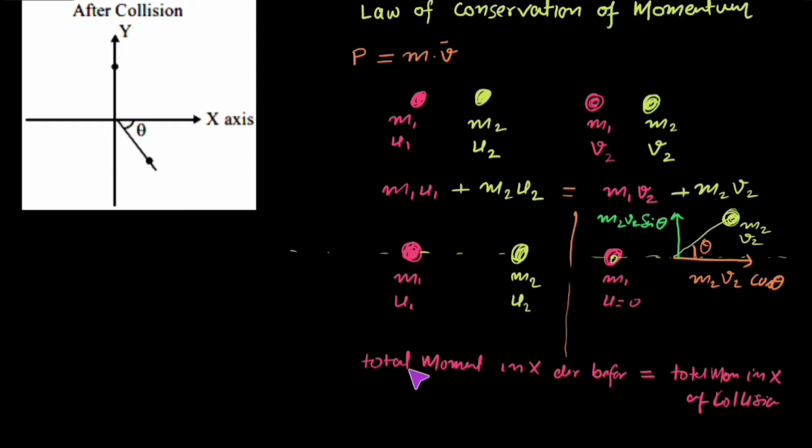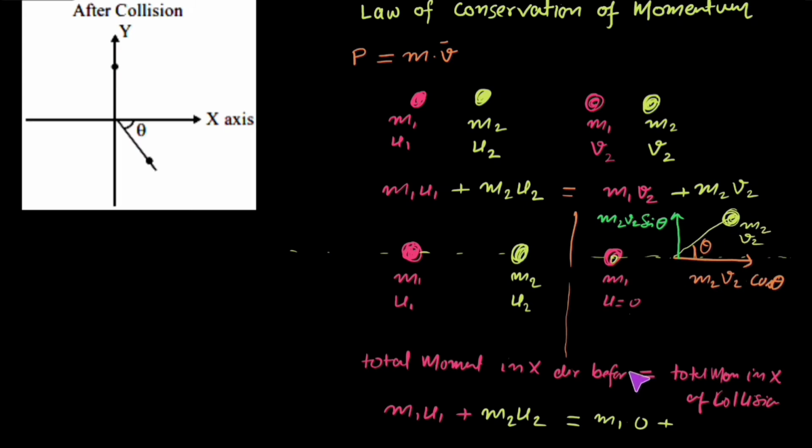So let's find out. The total momentum before collision in the x direction would be, because these two bodies are moving in the x direction only, m1 u1 plus m2 u2. This is the momentum before collision in the x direction. So this would be equal to the total momentum in x direction after the collision. After collision, the momentum of this particle has become 0 because we are assuming the velocity to be 0. So this would be m1 into 0 plus, we have to take only the x component of this m2 v2.